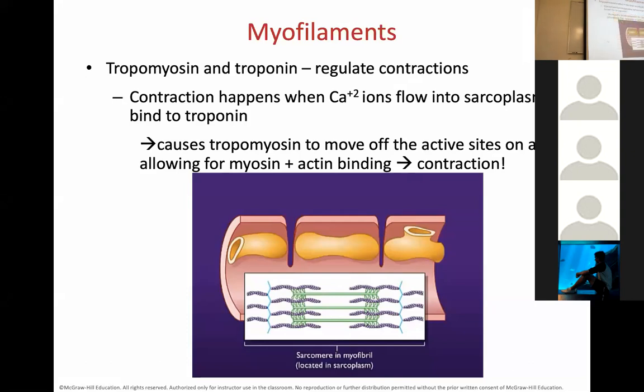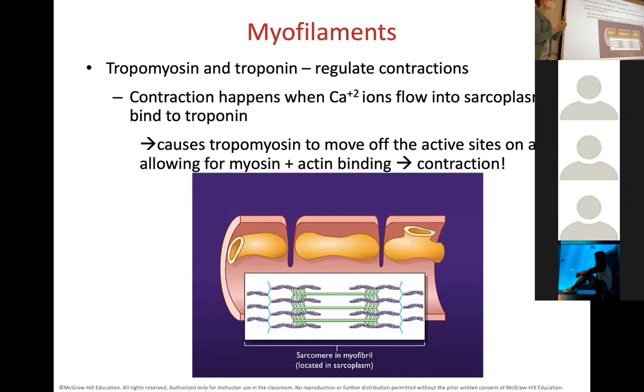Myofilaments. If you remember from Friday, on the actin there are these two pieces called tropomyosin and troponin. They essentially are what is regulating contractions. If we didn't have tropomyosin and troponin, our muscles would constantly be contracting, which sounds really painful, like one huge muscle cramp all the time. So these tropomyosin and troponin molecules on the actin are regulating and not allowing contractions to happen until there is an activation signal sent to the muscle. And we'll talk about the activation signal today.